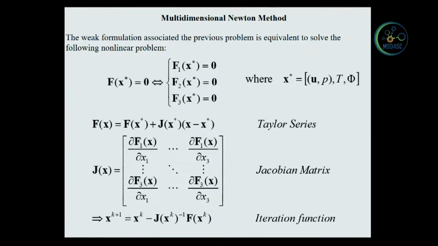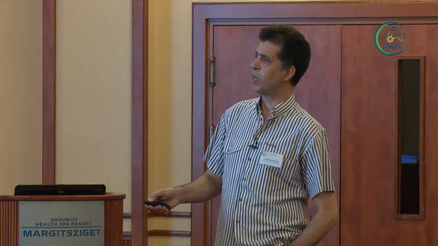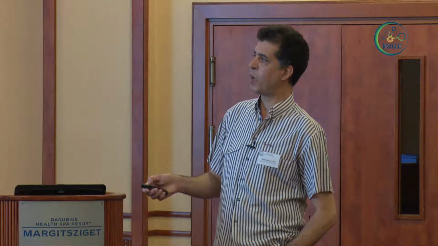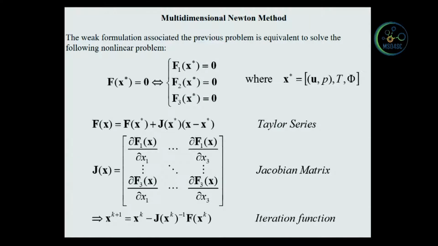Here we introduce these notations, where the first component is the velocity and the pressure, which comes from the fluid part. The temperature comes from the solid and the fluid part, and then the potential. The first problem is the fluid part. The second one comes from the temperature, and the last one comes from the potential.